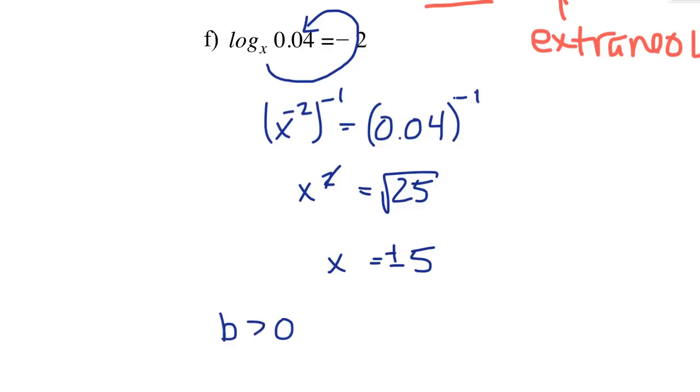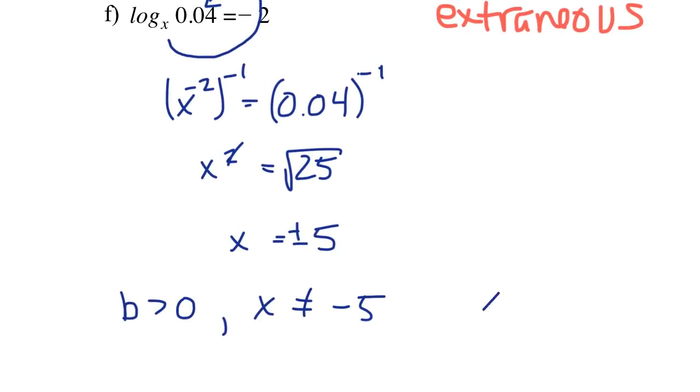So because the base needs to be greater than 0, x cannot equal -5. Clearly, it has to be greater than 0. So our only solution is that x equals 5. That is our only correct solution.